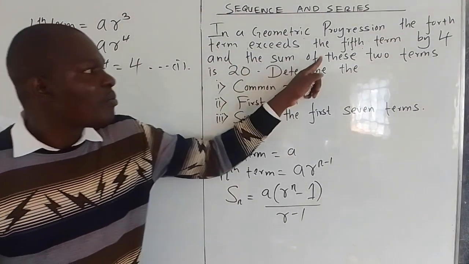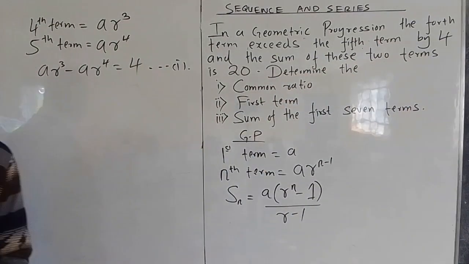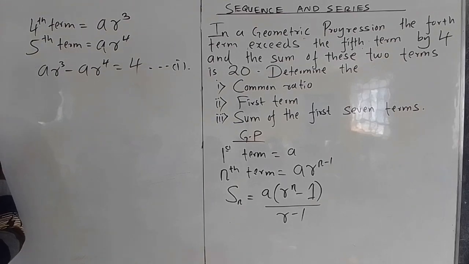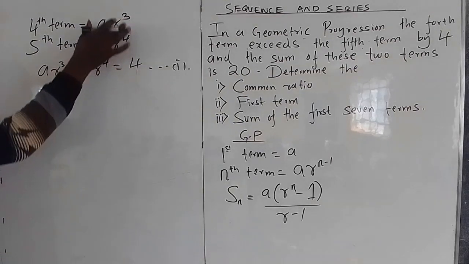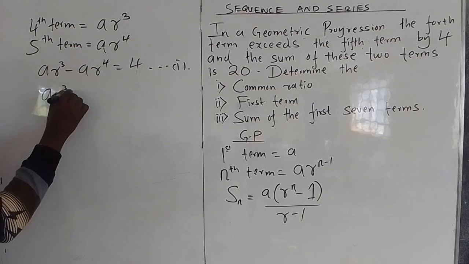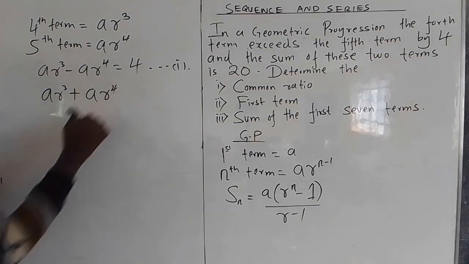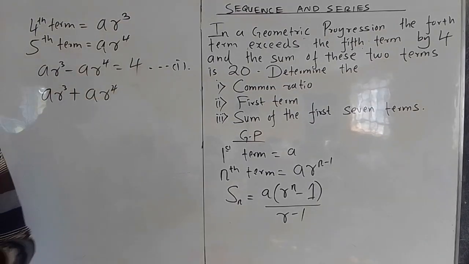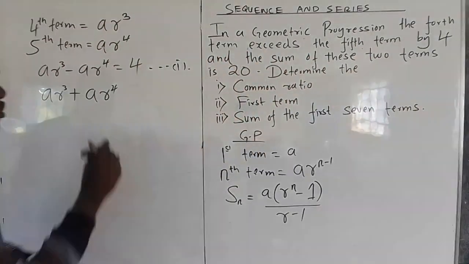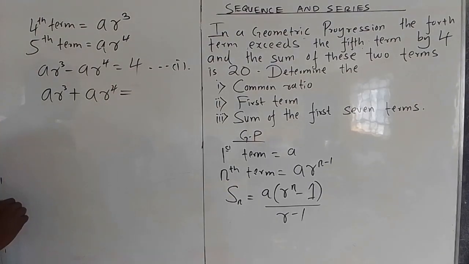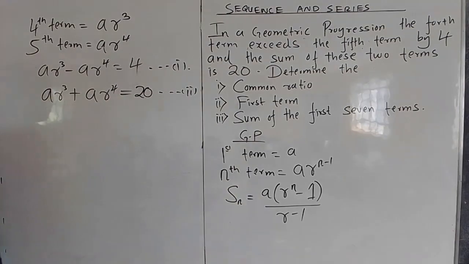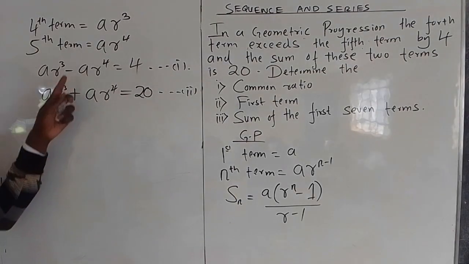And the sum of these two terms, meaning if you add these two terms, isn't it? So the sum of the two terms is what? The fourth term is AR raised to power 3 plus the fifth term is AR raised to power 4. So the sum of these two terms is equals to 20. That is equation 2. Now, if you look at this, what do you do? This one is very simple, isn't it?